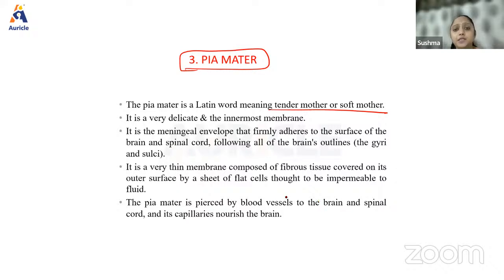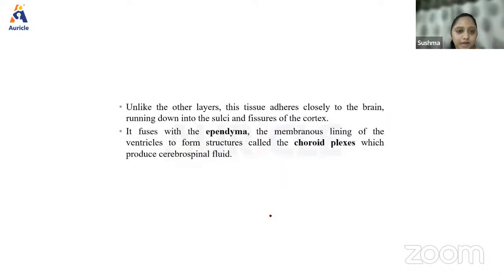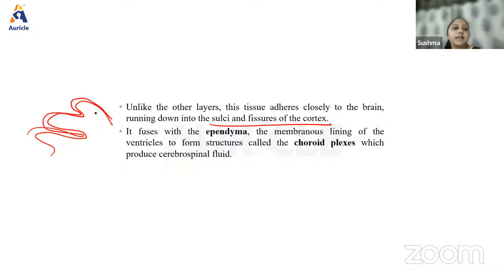Now, pia mater is pierced by all the blood vessels to the brain and spinal cord and its capillaries that nourish the brain. Unlike other layers, this tissue actually adheres closely to the brain, running down into the sulci and fissures of the cortex. Suppose this is the cerebral hemisphere and there are gyri and sulci like this, pia mater also goes and comes out like this. Pia mater also surrounds all of these gyri and sulci.